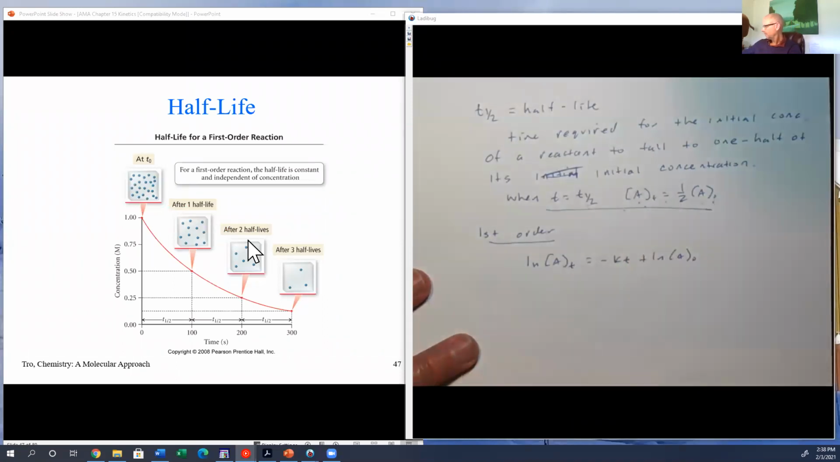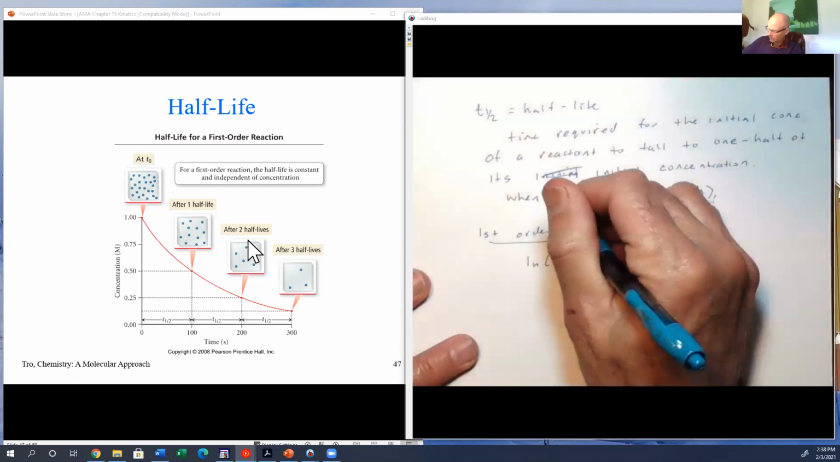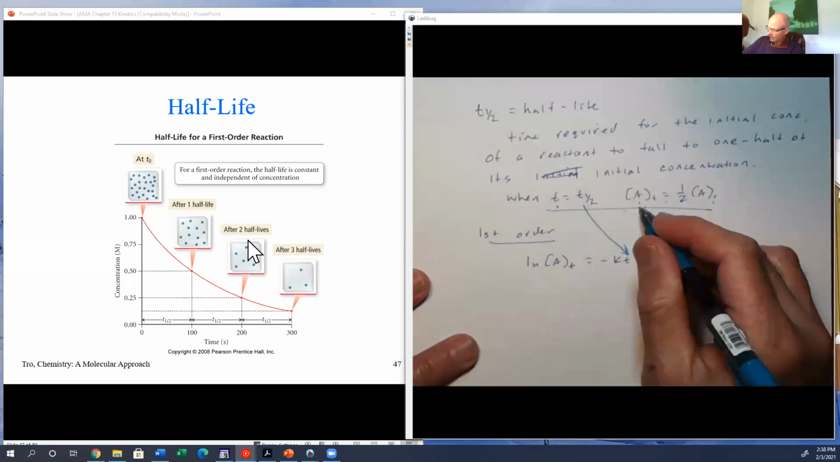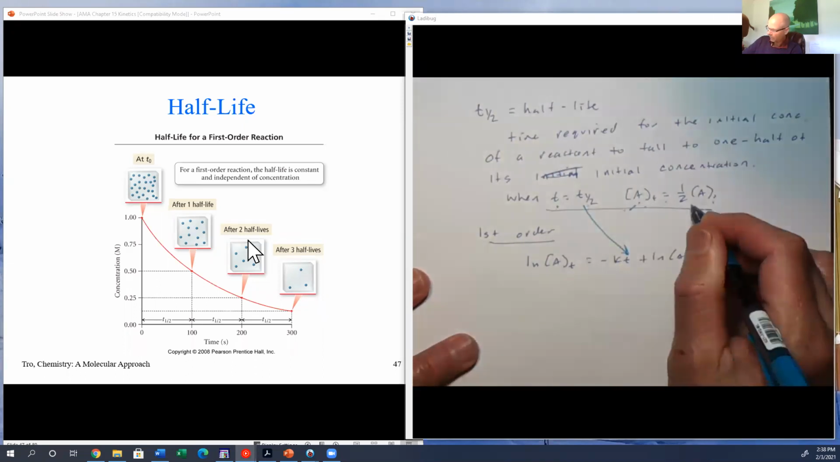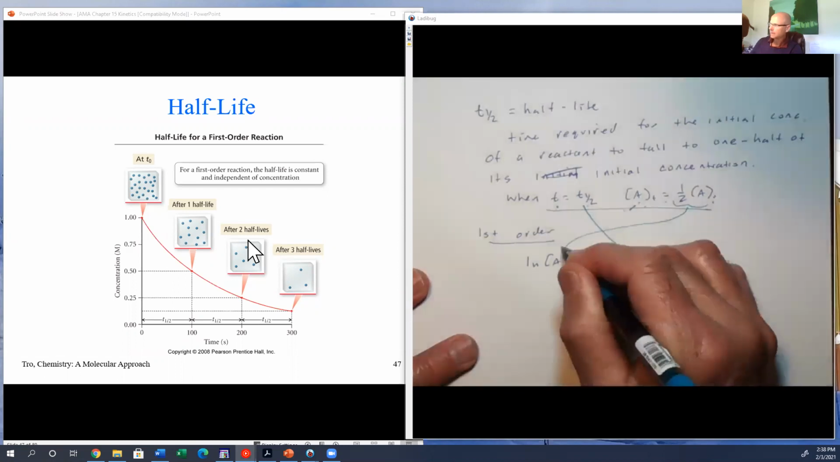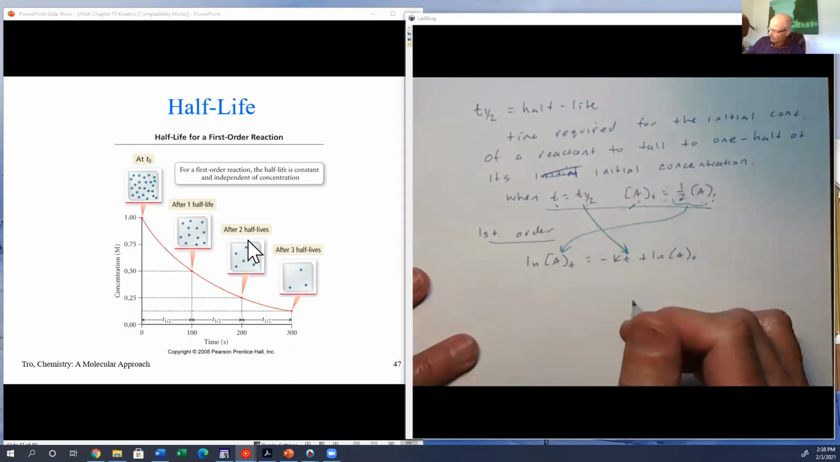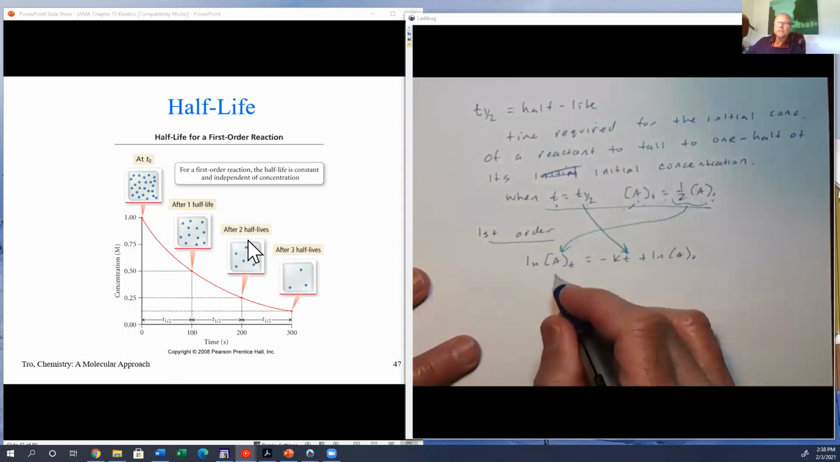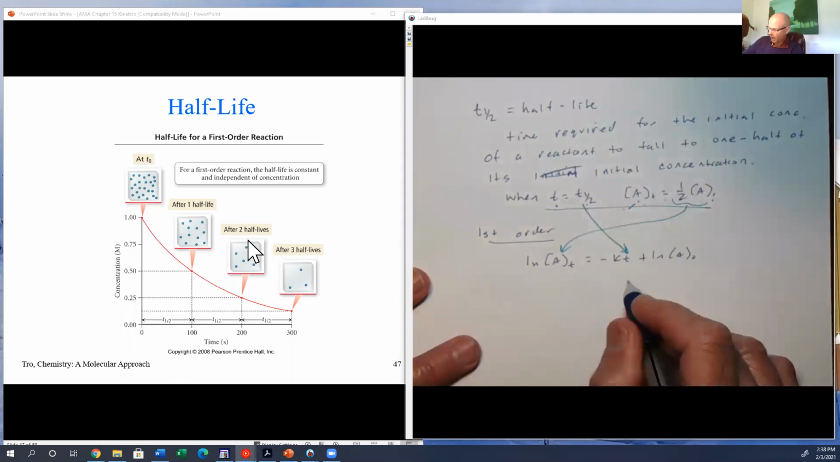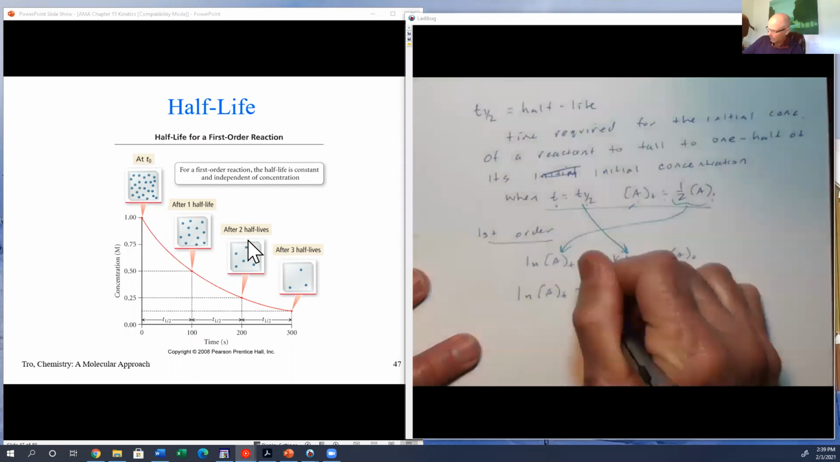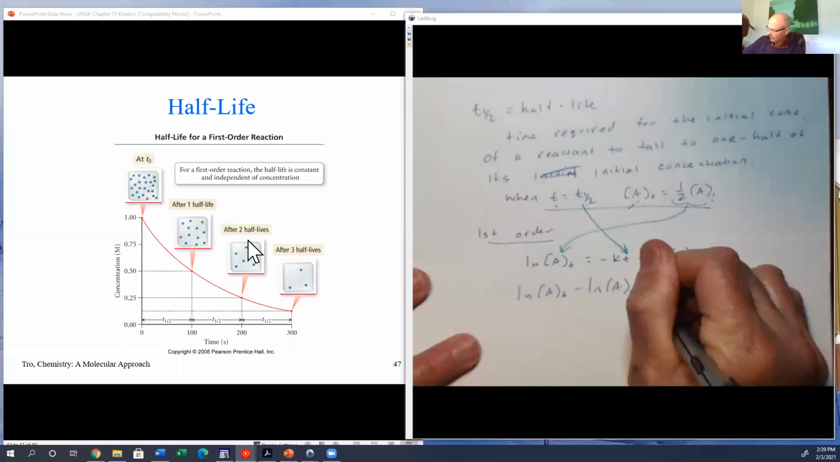So what I'm going to do is I'm going to substitute in t equals T 1/2 here, right? And I'm going to substitute 1/2 A0 into there, right? Actually I should do one thing before I substitute in. Hold on. I want to rearrange this equation a little bit before I substitute in. Remember, I'm going to rearrange it like this. Log of A of t minus log of A0 is equal to minus kt.